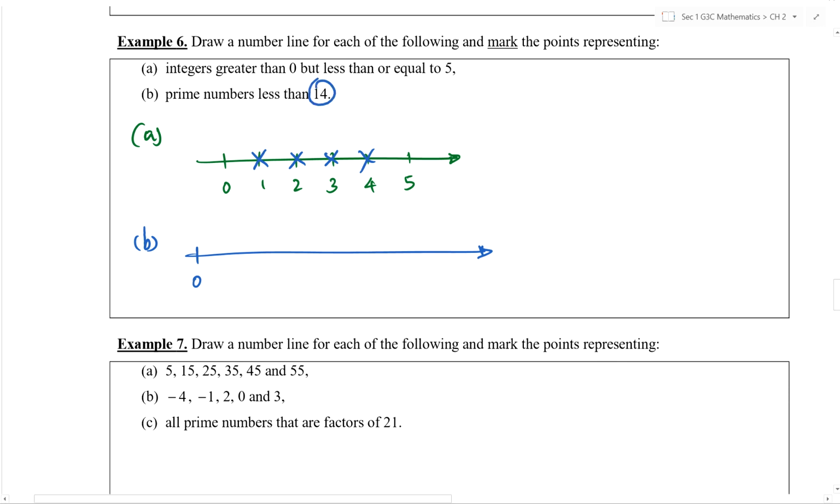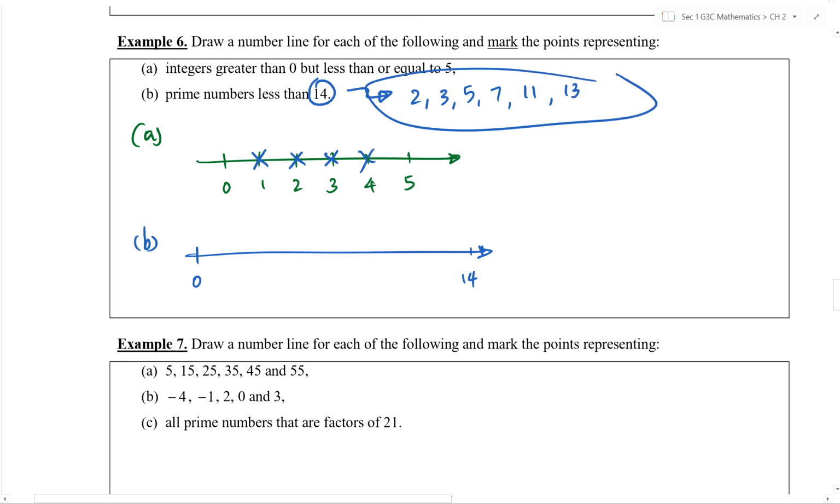Since I want prime numbers less than 14. Can I put 14? Can I put this as 14? I can. In fact, as long as the answers over here, which are 2, 3, 5, 7, what else? Then 11 and 13. As long as these numbers are shown on my number line, whatever smallest number you want to start with, whatever largest number you want to end with, it's up to you. Okay, so I think 0 to 14 is reasonable. So now I'm going to put in these numbers. 2, 3, 5, 7, 11, and 13.